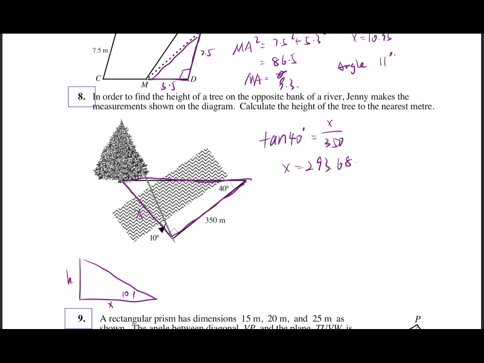293.68, and then we can use X in the second one, so tangent 10 equals height divided by X. So height is 51.78, so the height is 52 meters.